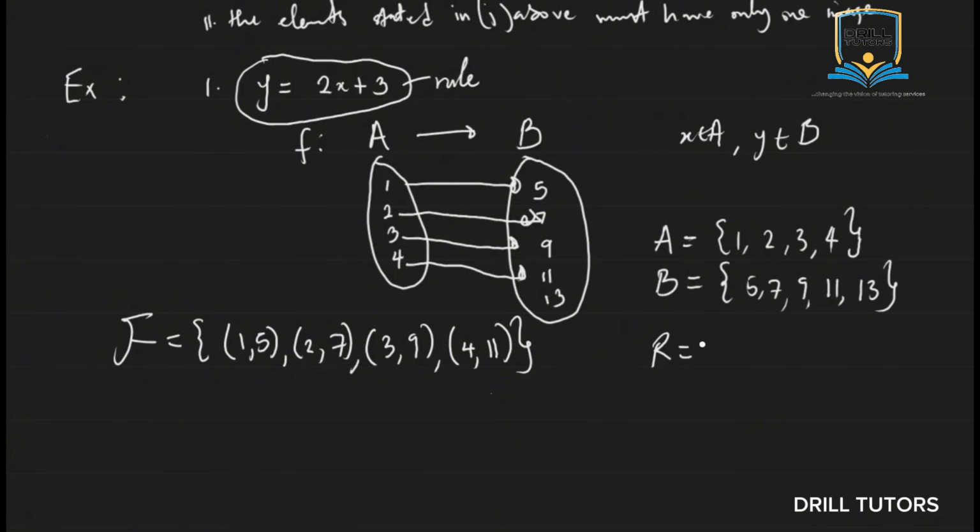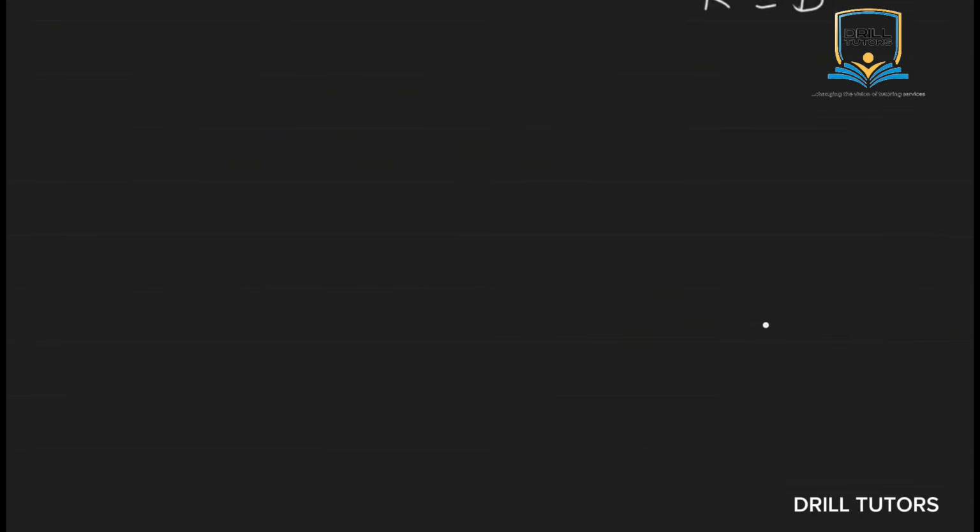Now the range is the set of elements in the codomain that have a pre-image. So 5 has a pre-image of 1, 7 has a pre-image of 2, 9 has a pre-image of 3, 11 has a pre-image of 4, and 13 does not have any pre-image. Now the range is 5, 7, 9, 11. And from what you can see, it is obvious, as I said earlier, that the range is a subset of the codomain. And that is all I've been saying, and I really hope you understand it. Now another example to make it much easier for you to really understand.